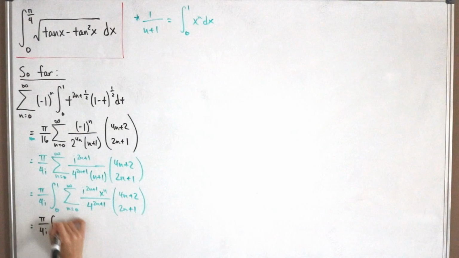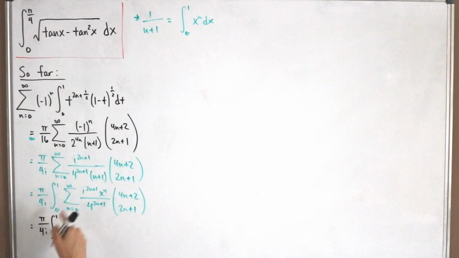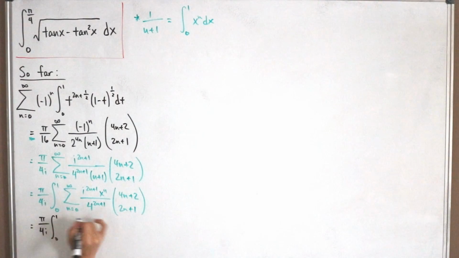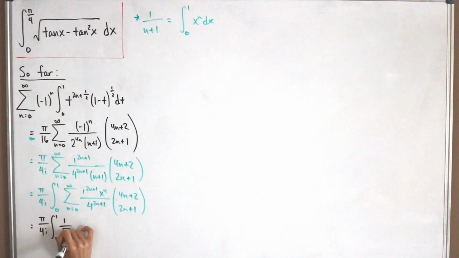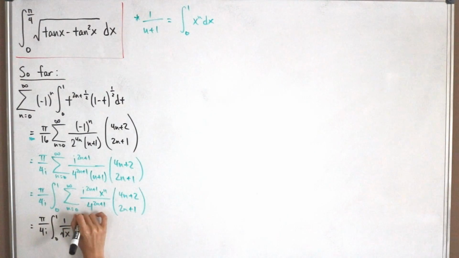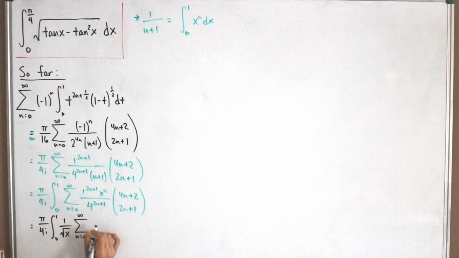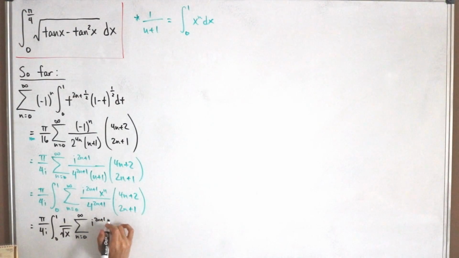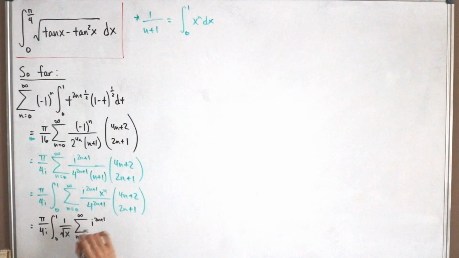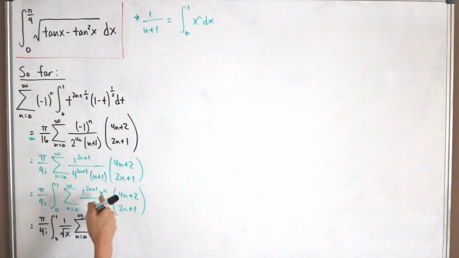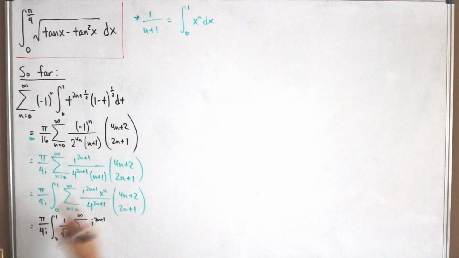Then the integral from 0 to 1 of, now this can be put outside of our sum. So I have 1 divided by the square root of x, then the infinite sum from n equals 0 of i to the 2n plus 1. Then we multiply. The x can be written as the square root of x squared, put that back as well.